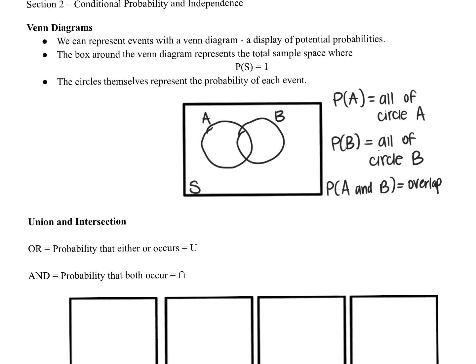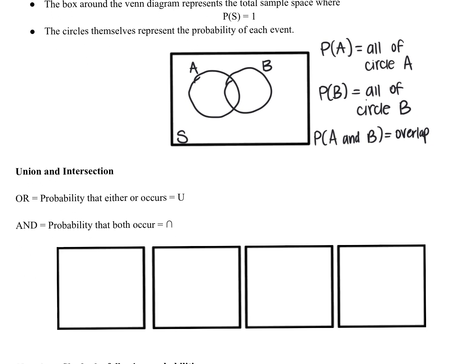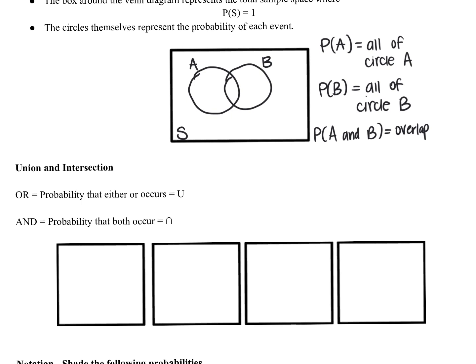One of the things we haven't discussed is the notation we use for probability. So far I've been spelling out the word "or" and the word "and" when we've been finding probability, but there are actually notations for it. One of them is called a union. That represents "or". It says the probability that either occurs. So we use the U, which represents union, and you would write it as the probability of A or B.